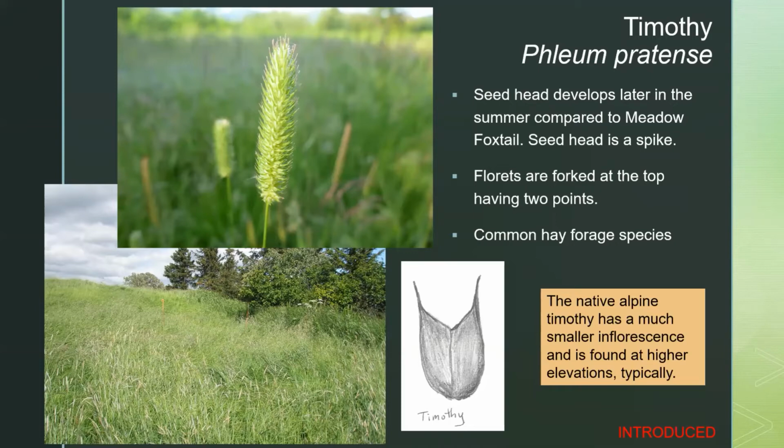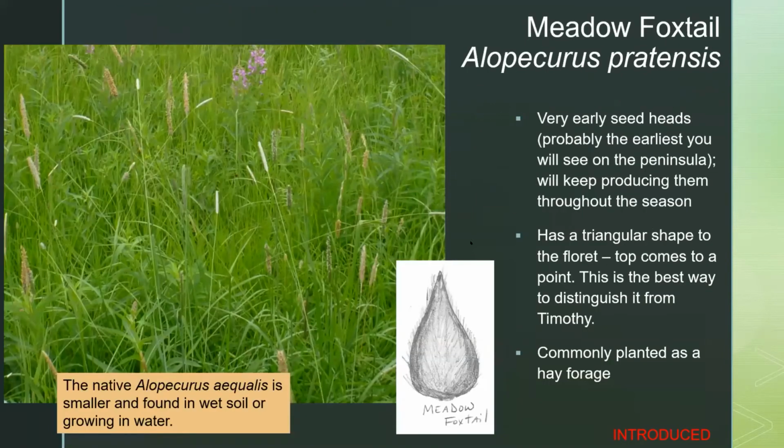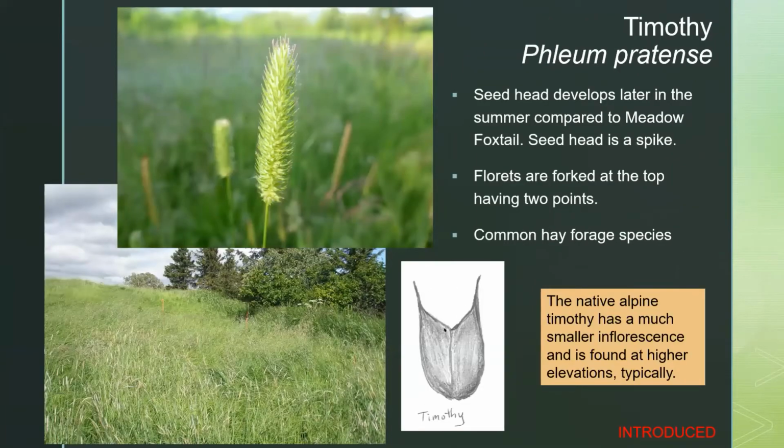And that is very different from this Alopecurus. So it looks very similar, and in some stages it has tricked me when I did not look closely. So you really got to look close at this one, but its floret is more of an A-shaped. It doesn't have that forked shape on the floret. We do have a native Timothy, an alpine Timothy. It's got a much smaller head, maybe an inch long, whereas this could be 4 or 5 inches long. And it's found at higher elevations.